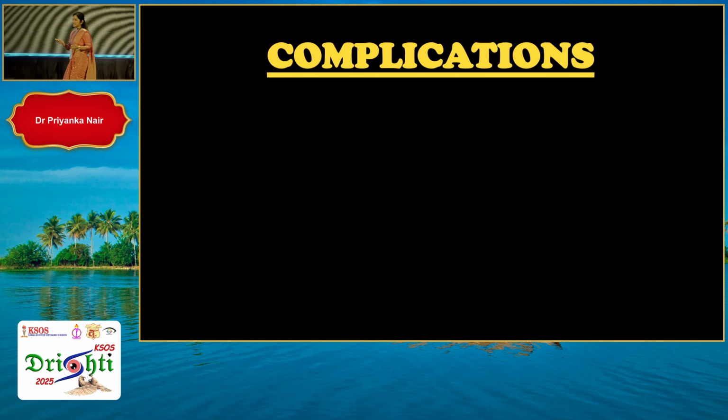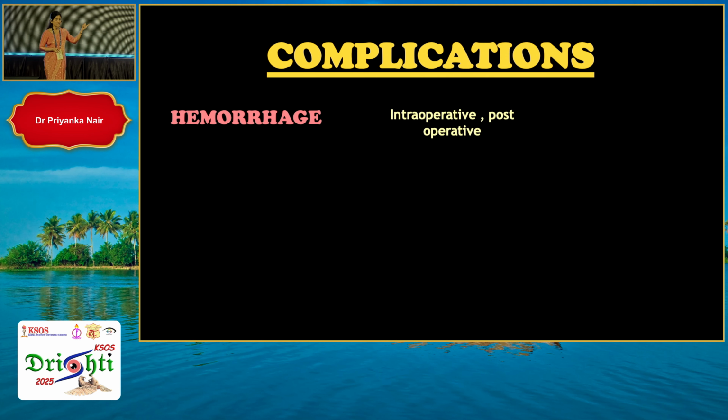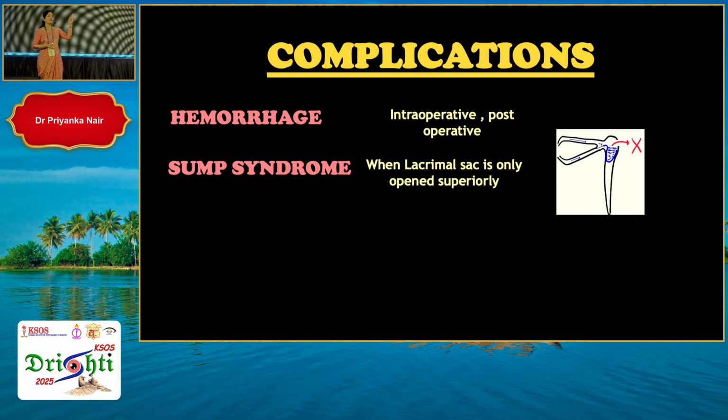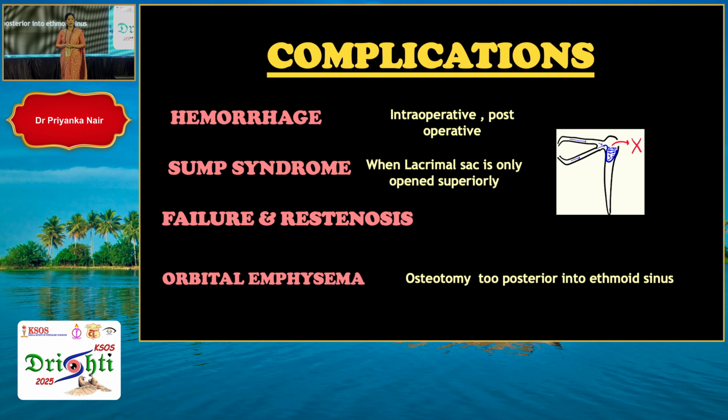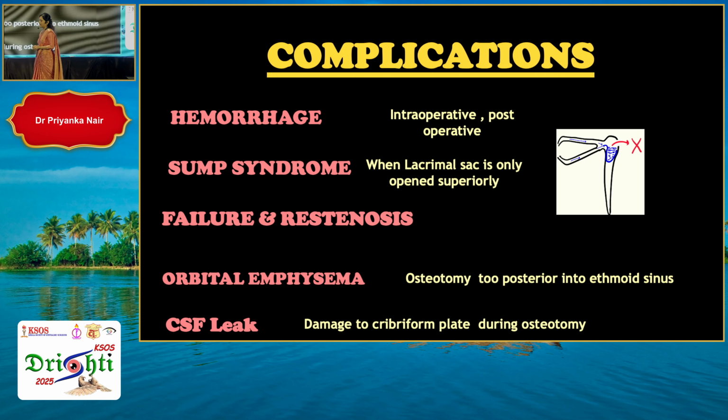Let us move into some basic complications. They can be hemorrhage. They can be some syndrome, when you made your osteotomy, but it's a little superior, so it's not sufficient. Then failure, restenosis, like every surgery. Then orbital emphysema or a CSF leak.